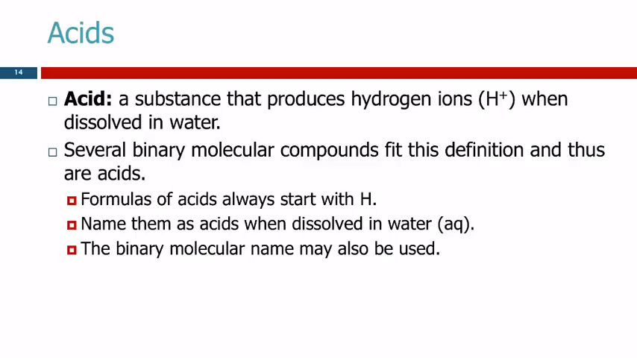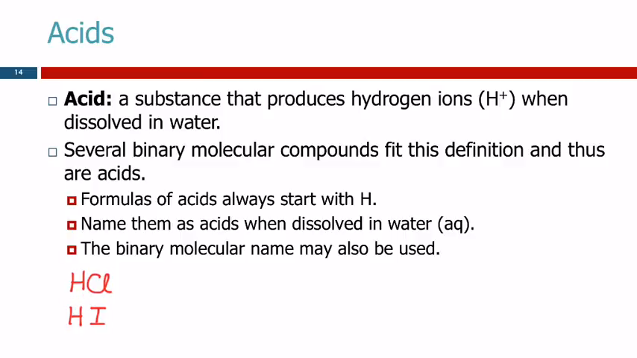Okay, we're talking about hydrogen, which brings us to acids. There are several definitions of what an acid is. The one we're going to use is, an acid is a substance that produces hydrogen ions when dissolved in water. So several of the binary molecular compounds are going to fit this description. Examples would be like HCl or HI.